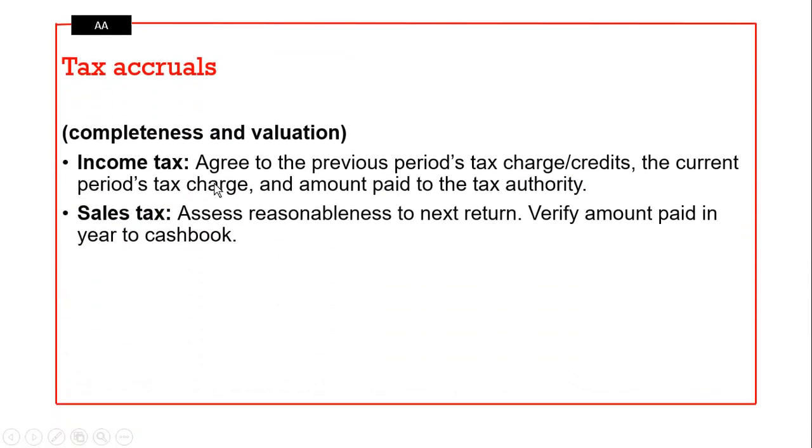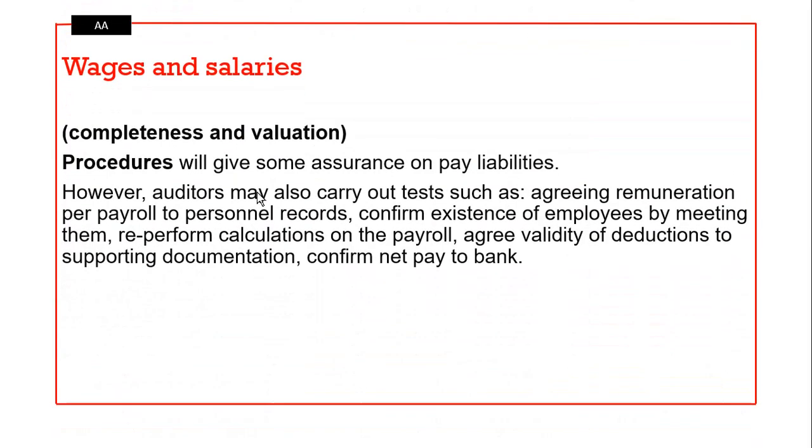So under sales tax, you assess reasonableness against the next return and verify the amount paid in the cash book. Whenever we make payment for these tax amounts, we indicate the amount that has been paid in the cash book, so that can still be verified. Under wages and salaries, we check for completeness and valuation. Procedures will give some assurance on payroll liabilities as to how accurate the number that has been put in the trial balance is.